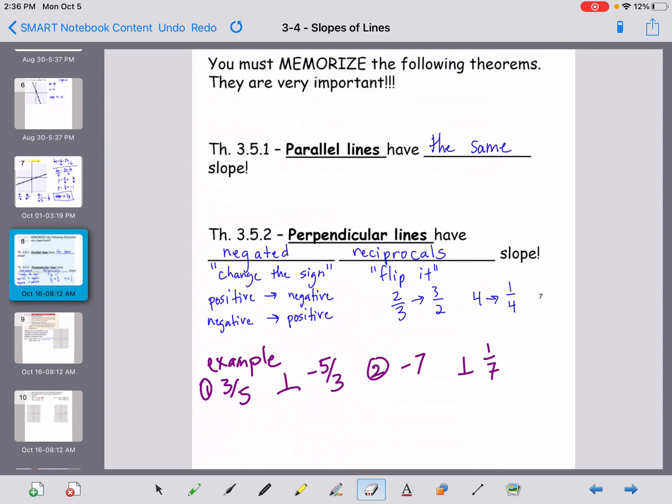All right, we're going to pick up where we left off yesterday. Yesterday we talked about slopes, and today we're going to see what the big deal is about slopes. These are two theorems that you're going to have to remember.